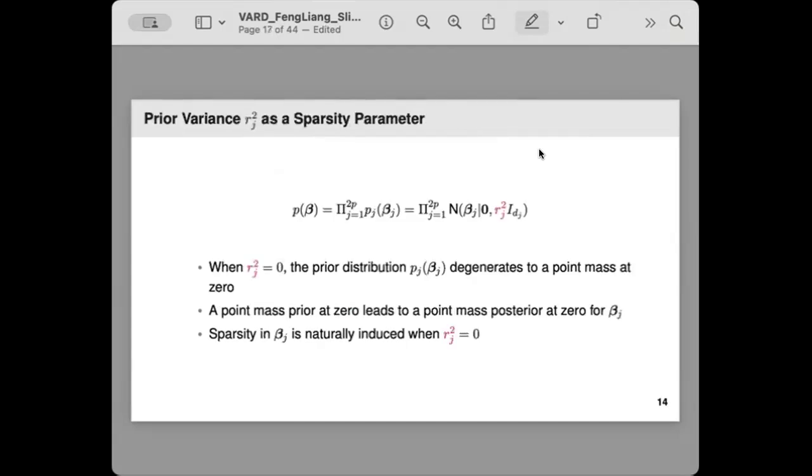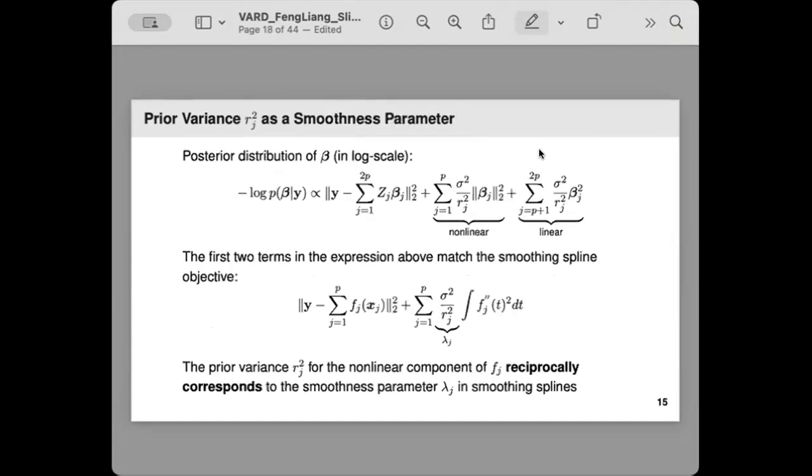And here I just use a slide to elaborate those two points. Here the sparsity control is what we discussed before. This is the effect of Rj set to be zero. Now, when Rj serves as a smoothing parameter, how do we understand this? We can look at the minus log of the posterior distribution of beta. It has three terms: residual sum of squares, and the two quadratic penalties on the linear and nonlinear coefficients.